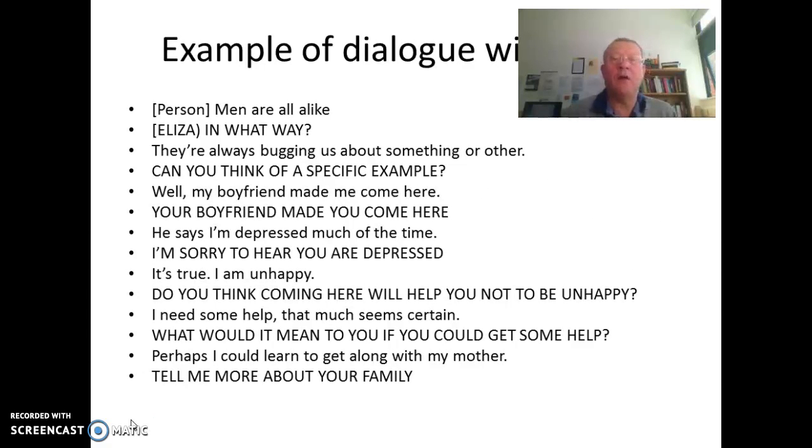An example of a dialogue with Eliza goes as follows. Person: Men are all alike. Eliza: In what way? They're always bugging us about something or other. Can you think of a specific example? Well, my boyfriend made me come here. Your boyfriend made you come here? He says I'm depressed much of the time. I'm sorry to hear you are depressed. It's true, I am unhappy. Do you think coming here will help you not to be unhappy? I need some help, that much seems certain. What would it mean to you if you could get some help? Perhaps I could learn to get along with my mother. Tell me more about your family.